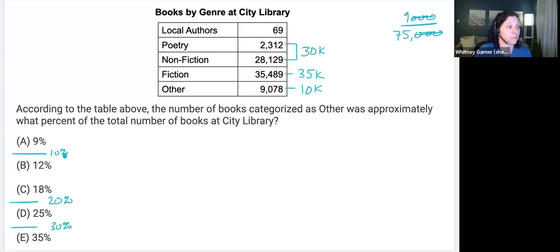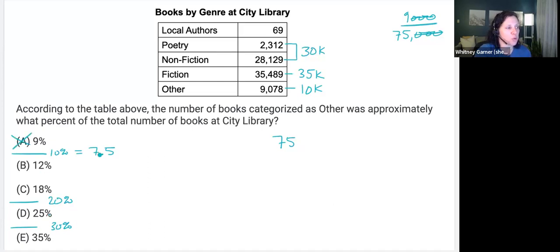But I could also look at my answer choices and say, okay, what percent is 9 of 75? Well, 10% of 75, move the decimal point 1, would be 7.5. That's awfully close to 9. But it's still too small, so A is out.